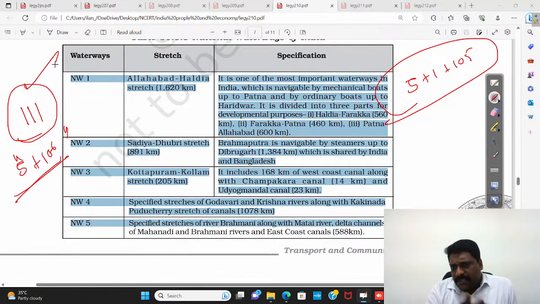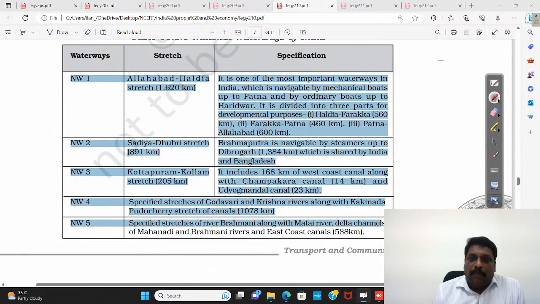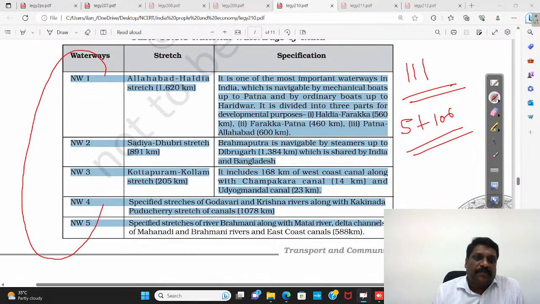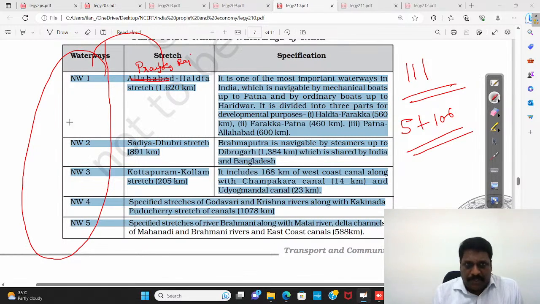Now, if you ask me, is there any easy way of remembering it? Of course, there is. I'll tell you how. 111 is nothing but 5 already existing plus another 106 proposed. My dear friends, you just have to remember these 5. National Waterway 1, Ganga, Prayagraj to Haldia. The largest navigable channel in India.